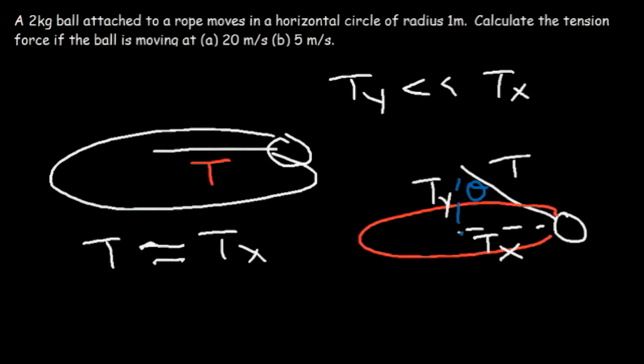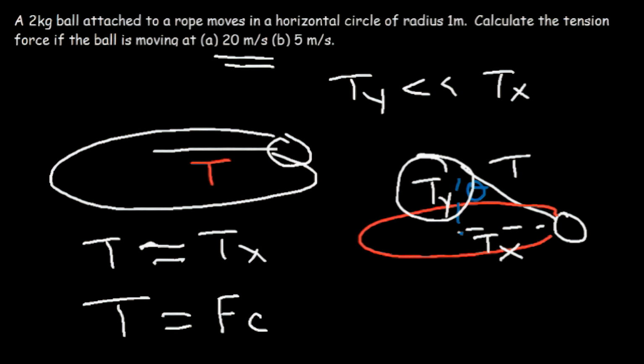But that's what you want to take from this. So if the speed is very high, the tension force is approximately equal to the centripetal force. If it's low, then you have to incorporate Ty when calculating the tension force.